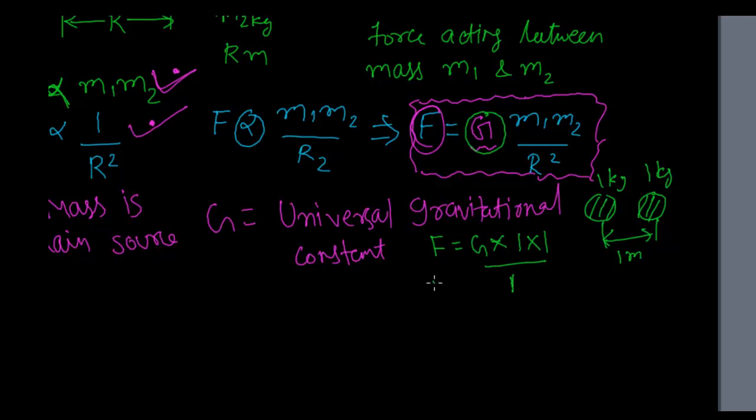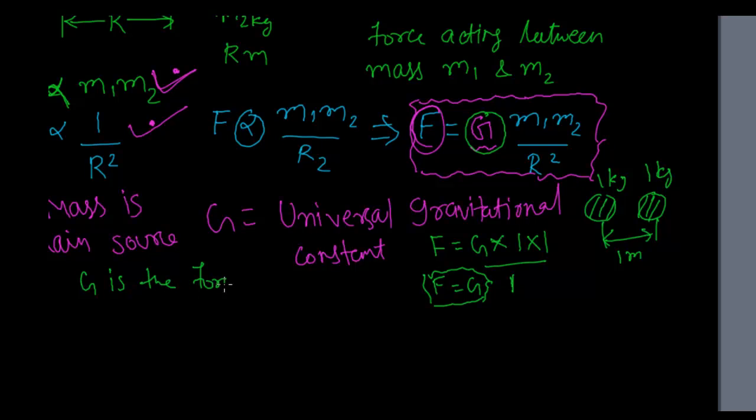Then what will we get? F is equal to G. So what is the universal gravitational constant? It is the force of gravitation that acts between two objects of mass 1 kg each and separated by a distance of 1 meter. Let me write it over here.